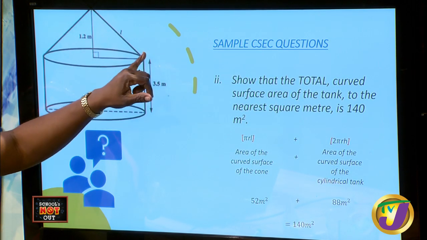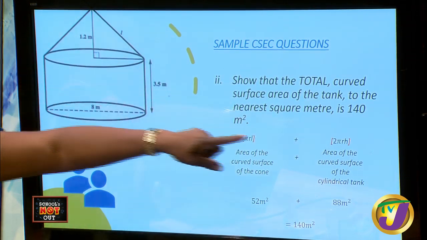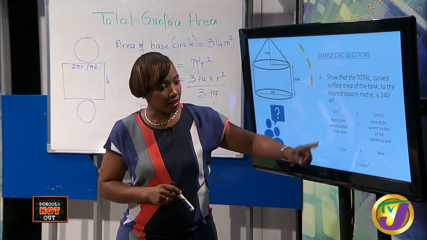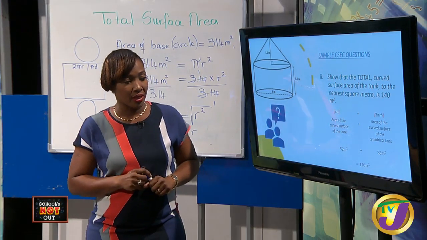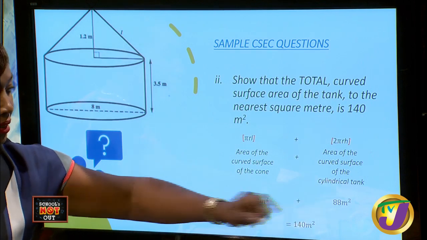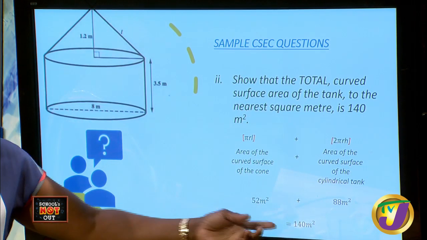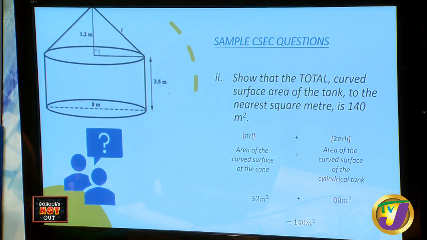We're given h and we know what the r is, we are also given the radius. So we pretty much can substitute those values. And this would work out to be 52 squared meters. And this would work out to be 88 squared meters. Adding those together, 140 squared meters.